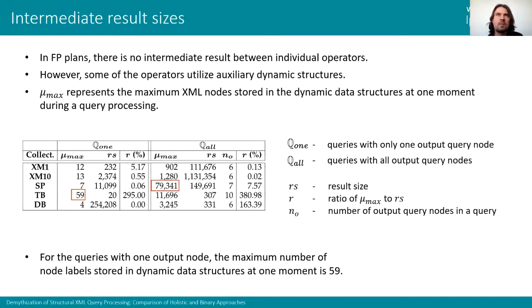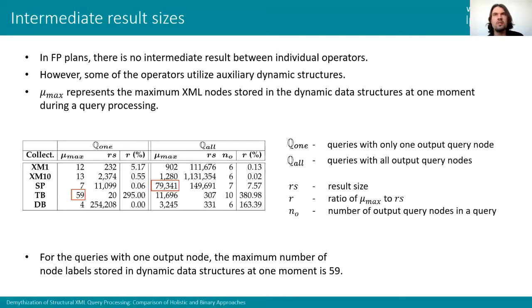Finally, let me show you one other experiment which is focused on the intermediate result sizes. I said that in fully pipelined plans, the intermediate results practically do not exist. But the individual operators utilize some auxiliary data structures. For example, if you know the stack tree algorithm, you probably know that they utilize some self-lists and inherit lists. So they form dynamic data structures. And in this experiment, we focus on the maximum number of XML nodes stored in those dynamic data structures at one time of query processing. We call this value mu-max.